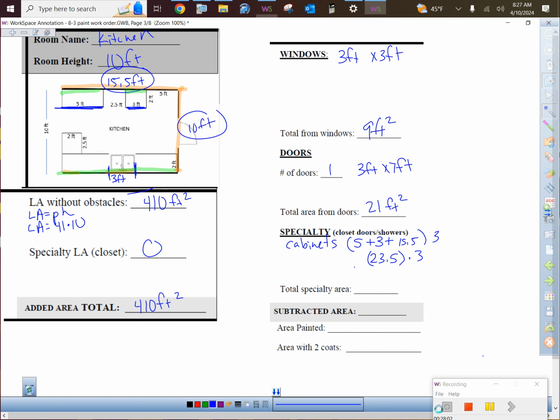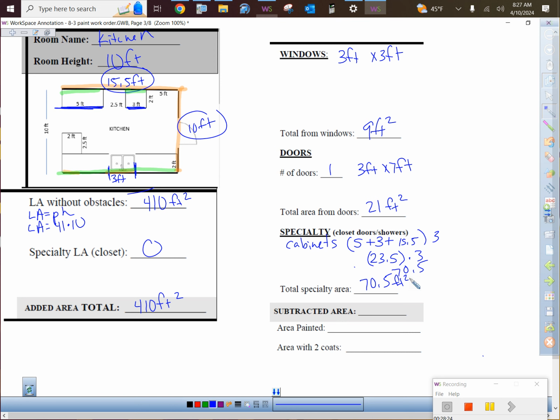If you punch that in, oh no. What did you get? 70 what? 70.5? Oh no. I think I made a mistake here. So total specialty area, 70.5 square feet. Is that the right number? Because I have it wrong on my worksheet here.